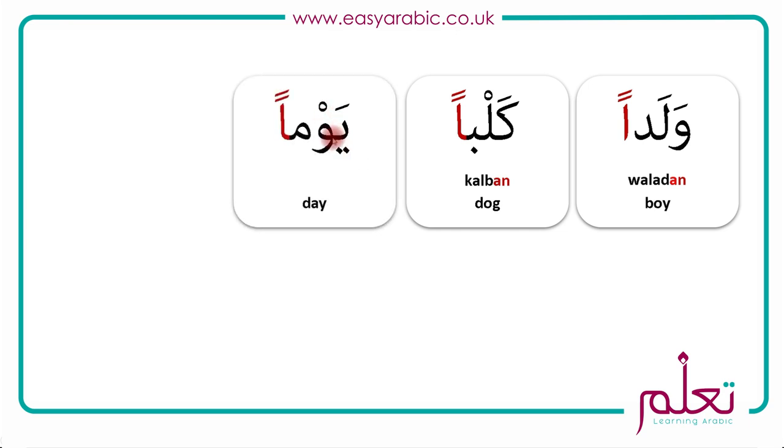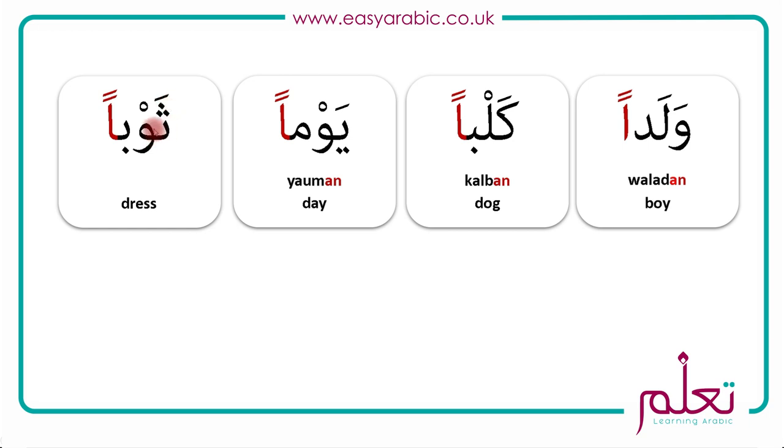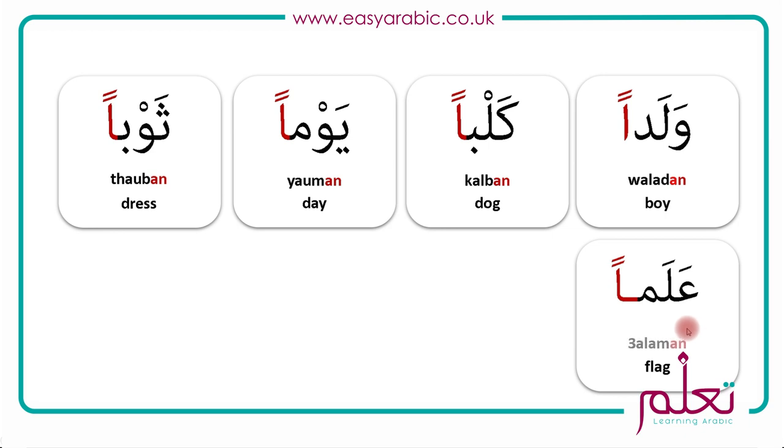Next one is ya with the fatha, waw with the sukoon, which makes a diphthong of yo, yo. And the meem with the alif and the fatatain, yoman, which is day. Next one is tha with the kasra, wa with the sukoon is thaw. And the ba alif with the fatatain is thawban, thawban. Next one is ayn with the fatha is a, lam with the fatha is ala, and the meem alif with the double fatha is alaman, alaman. Next one is kha with the damma is khu, ba with the sukoon again makes one sound, khub, and za with the alif and the fatatain is khubzan, khubzan.